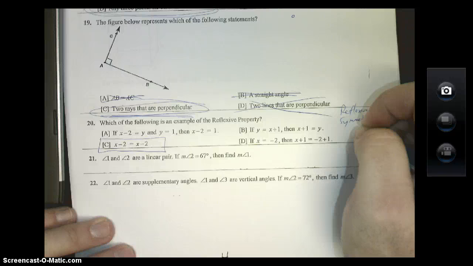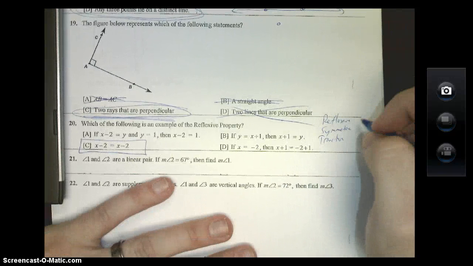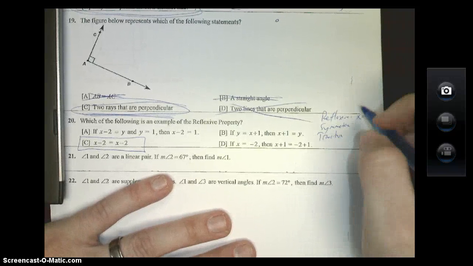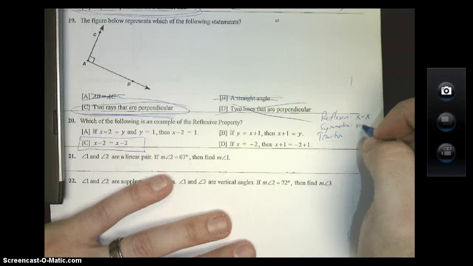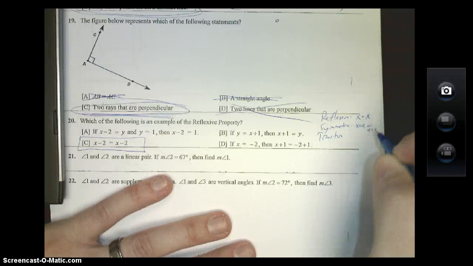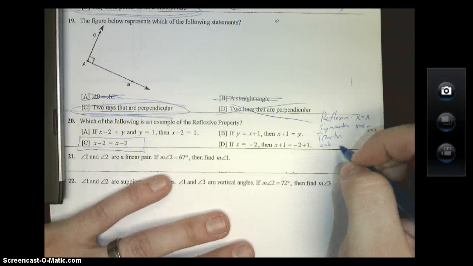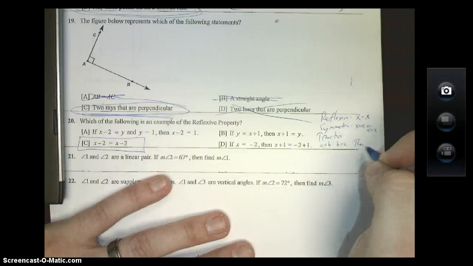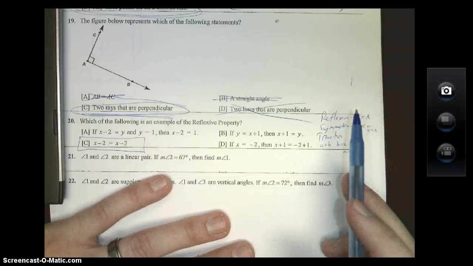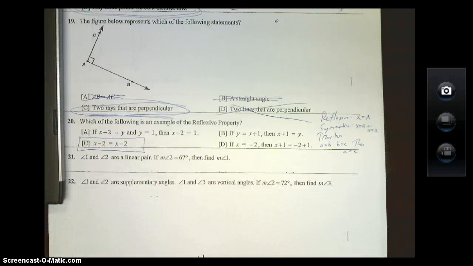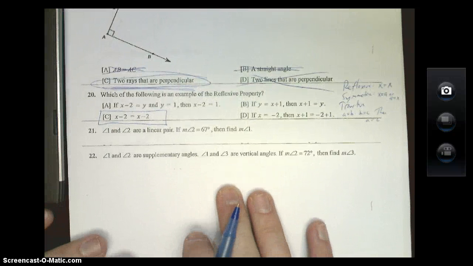We have 3 things we learned here: reflexive, symmetric, transitive. These are all right in your notes. Reflexive is x equals x. You're seeing yourself. Symmetric is x equals a or a equals x. You can flip it around. Lastly, transitive is a equals b, b equals c, then a equals c. So RST, 1, 2, 3. Just keep that in mind because those are 3 very important things we've been discussing multiple times in this class.